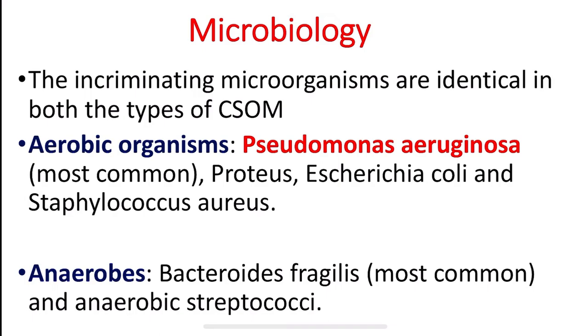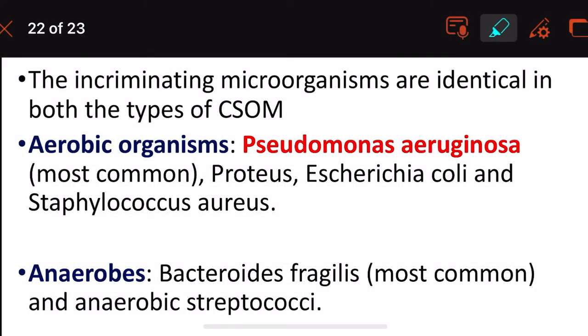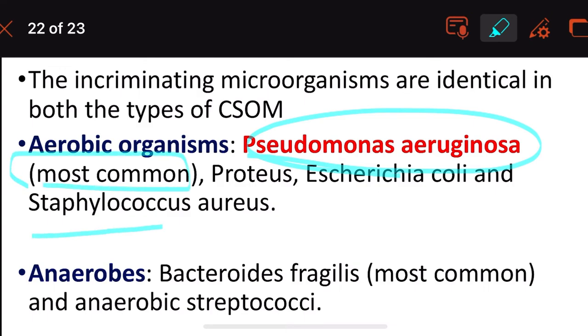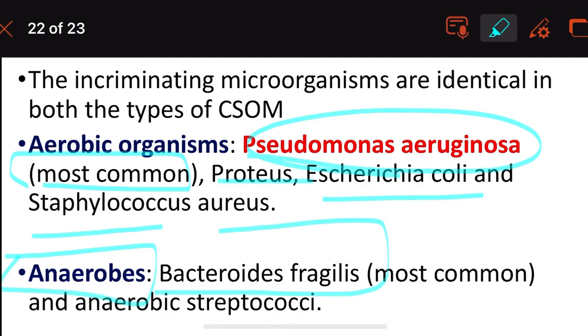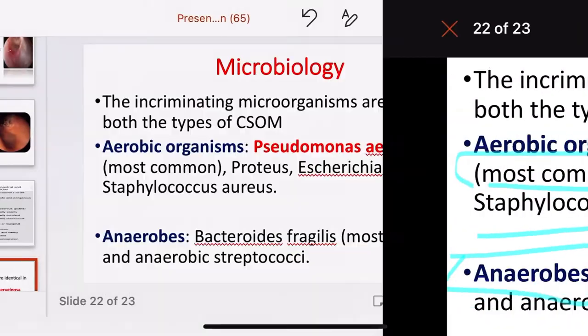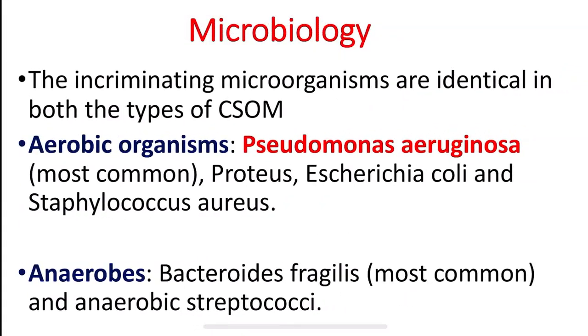And anaerobic streptococci. So guys, to memorize, we have Pseudomonas aeruginosa, which is the most common, Staphylococci, E. coli, Proteus. Then in the anaerobes we have Bacteroides fragilis and Streptococci. Anaerobe, so you have to write anaerobic streptococci.